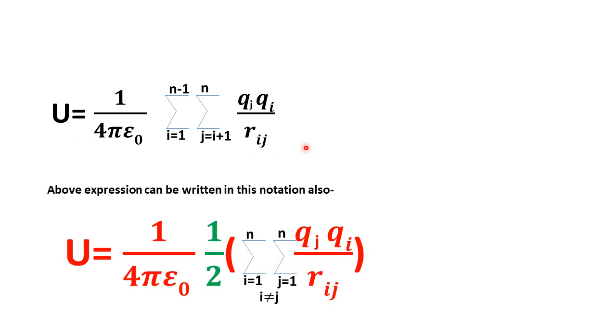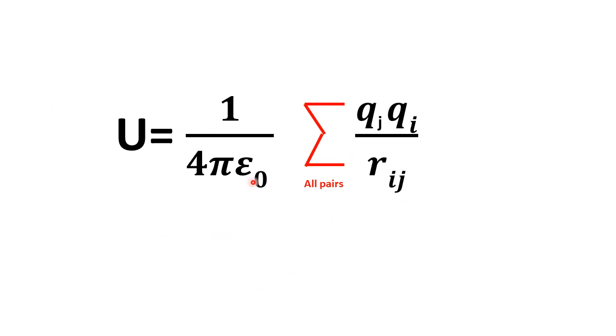The same expression can be written in another notation also. In this notation, we have assumed i varies from 1 to n, j varies from 1 to n, i is not equal to j. In this expression, each calculation, each work will be repeated. As you can see, if you are writing q1 q2, q2 q1 will also be there, q3 q4 also, q4 q3. So we have introduced a factor of 1 by 2 in this expression. Both are similar, the notations are different, and somewhere you may find this notation also. Potential energy is equal to 1 by 4 pi epsilon naught sigma qj qi by rij, all pairs taken.